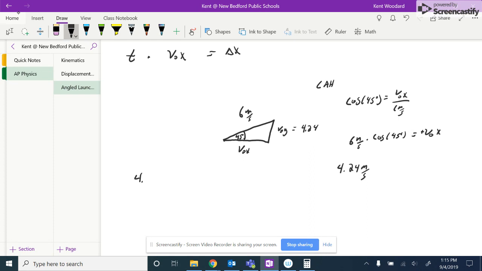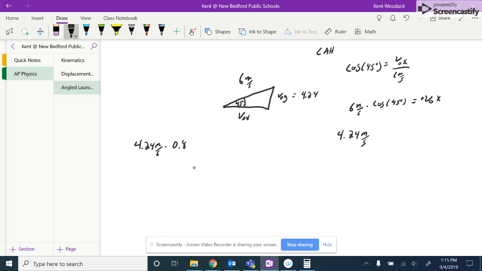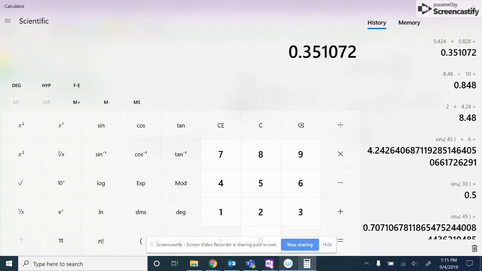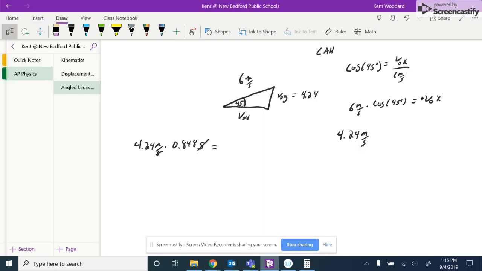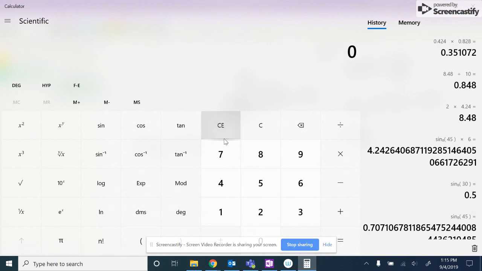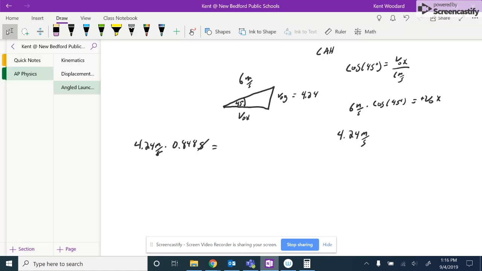So it's simply 4.24 meters per second times the time that it was in the air, which was 0.848 seconds. Seconds cancel, and we'll get the distance that it traveled. So 4.24 times 0.848 is roughly 3.5 meters, which isn't too short. Did I read the right number off? Try that again. Sorry. 4.24 times 0.848. Should be 3.5. Okay, it's 3.5 meters.